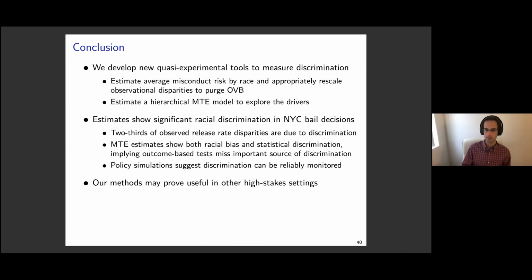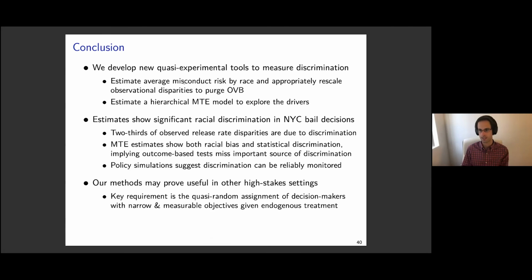And so we think the methods might be very useful in other settings. In particular, if you're not interested in judge decisions, but instead interested in algorithm decisions, you can use these tools in order to estimate algorithmic discrimination. If you're interested in different notions of fairness that have been developed in the computer science literature, you can still use these tools to overcome the selection problems that are common in many of those different notions of fairness. There are also many different settings that have quasi-random assignment of decision makers, such as lending and hiring, and so you could potentially apply these tools in those settings as well.